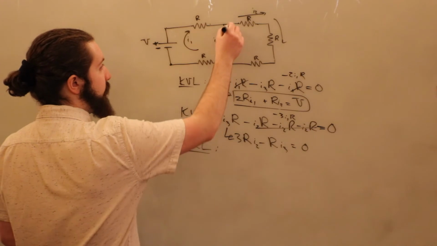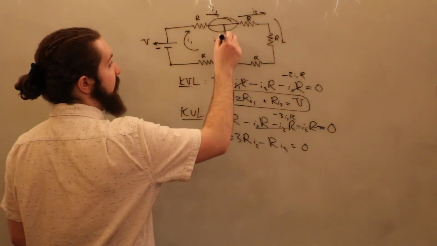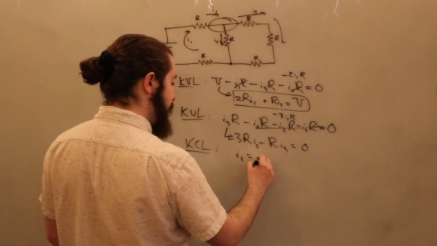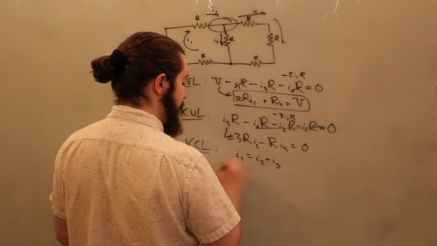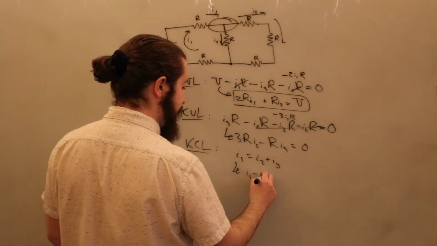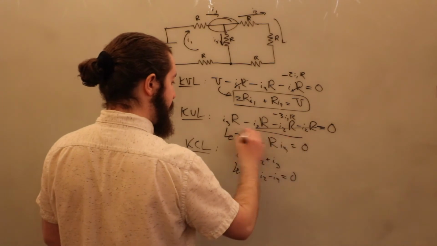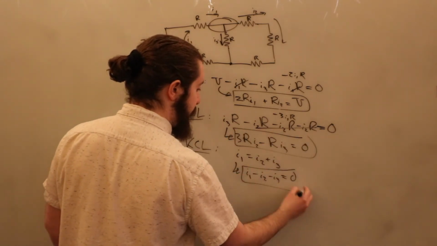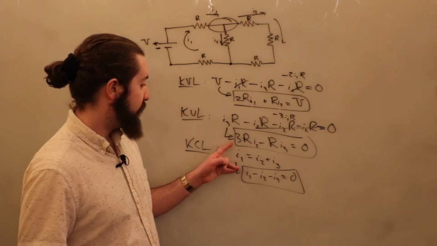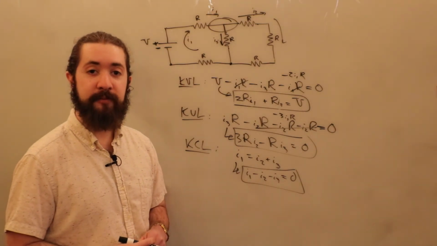So for this last one, we're going to pick this junction, and into it we have I1 going, and out of it we have I2 and I3. That means that I1 has to be equal to I2 plus I3, right? Pretty simple. Or we can rewrite this as I1 minus I2 minus I3 is equal to 0. All right, so now we have three equations and three unknowns, and we can put this into augmented matrix form and start solving using Gaussian elimination.